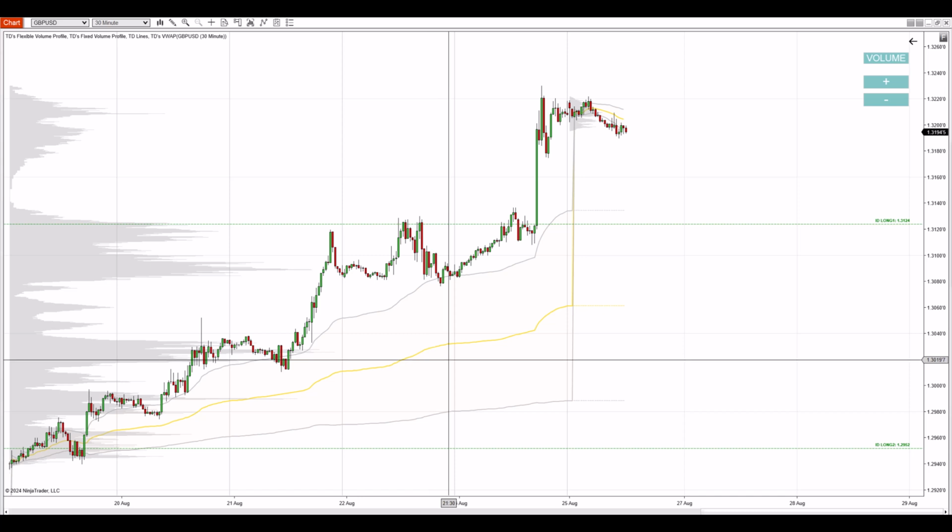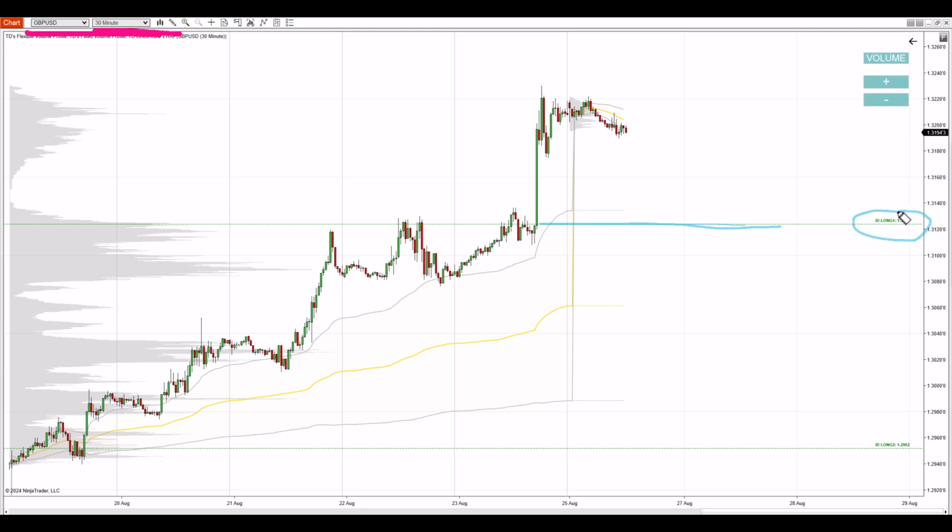What you see before you is the NinjaTrader 8 platform with my custom-made volume profile and VWAP indicators. And the first trading idea will be on the British pound US dollar. This is a 30-minute chart of the British pound US dollar, and the level I wanted to talk about is this support right here.